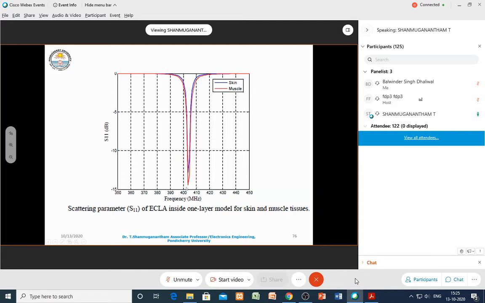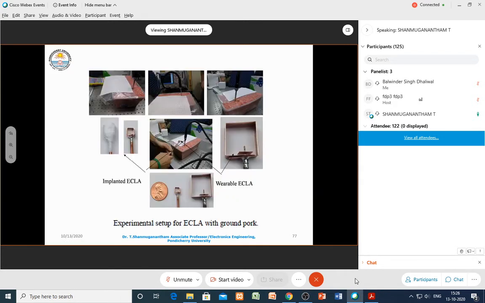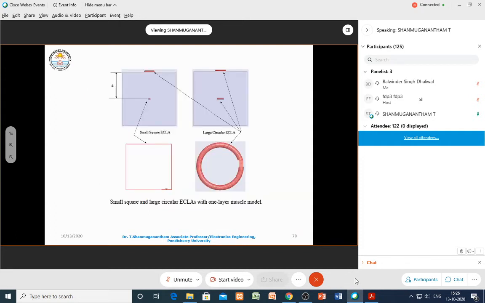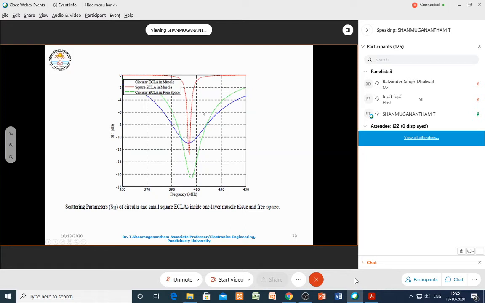In that, the muscle is getting somewhat less loss compared to the skin. And so these are some of the designed electrically small loop antennas in this case. And here this is another, a square loop and circular loop also considered for this design. So this is the comparison of the circular, square, with the muscles and free space. So in this case, the electrically circular loop antenna, in that, this is getting somewhat better.